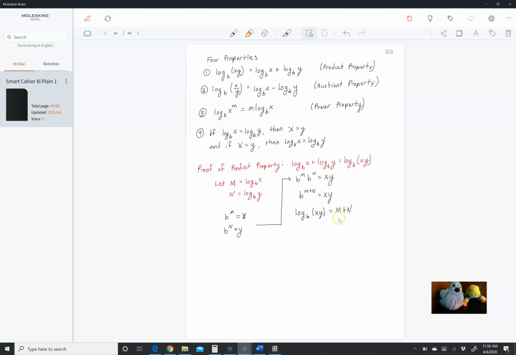But we know what m and n are. M is equal to log base b of x. N is equal to log base b of y. So we're going to substitute back in. So we're up to our therefore statement. Log base b of x times y is equal to log base b of x plus log base b of y. And this is our QED. We're done. Okay, so let's just go through and write out what we did here.